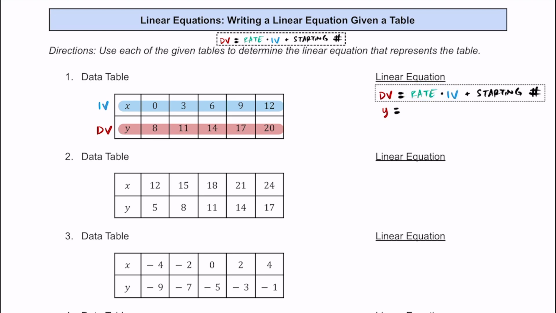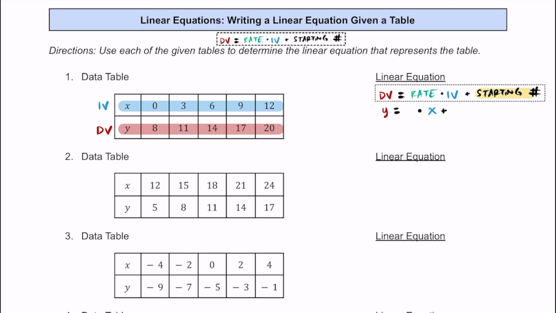We don't know the rate right now, so let's leave that blank. So it's going to be something multiplied by the independent variable. That's going to be just x here. So let's go ahead and write x, so something times x. And then we're going to go ahead and add some starting number. We don't know what that starting number is just yet, so we're going to leave that blank.